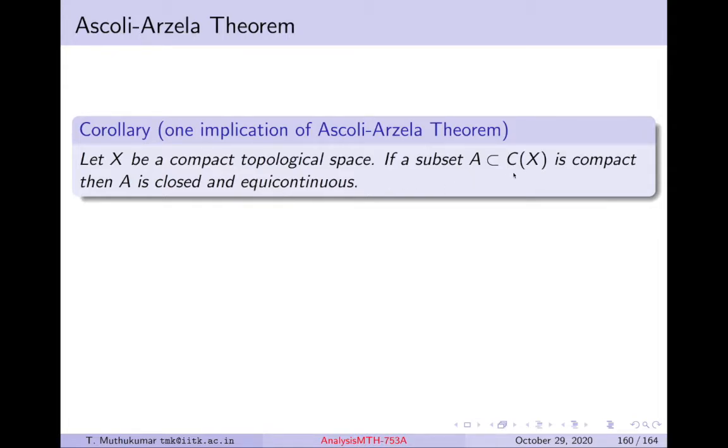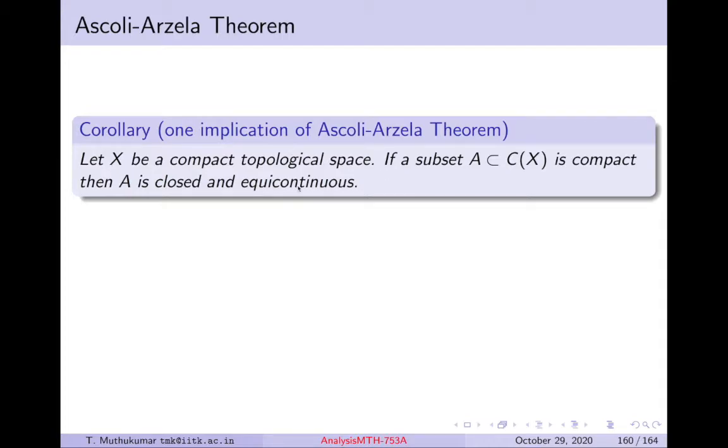Here we are generalizing it for the space of all continuous functions. Notice that this is also a metric space. So the same equivalence is valid, that it's closed and totally bounded. But here we are giving the totally bounded property, which is described in terms of equicontinuity. So checking for equicontinuity is much easier than checking for total boundedness and so on. So this is one way. We are going to do the other implication also at the end of this lecture.